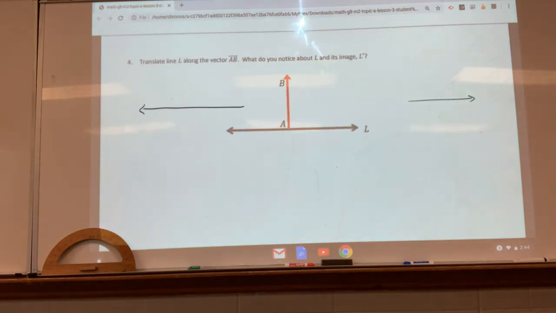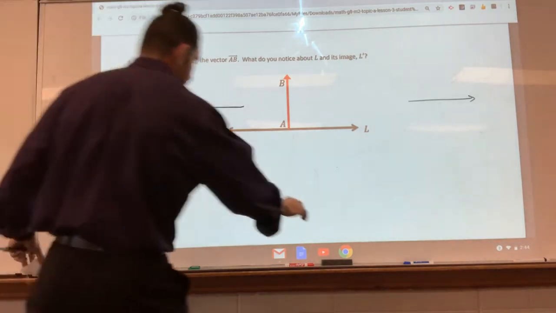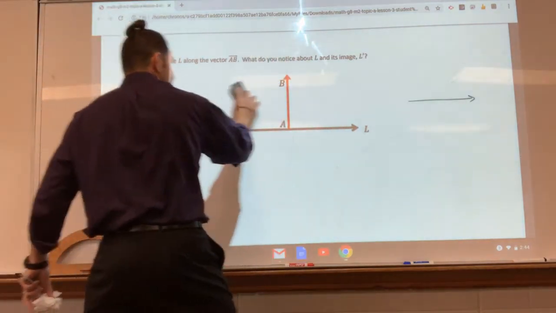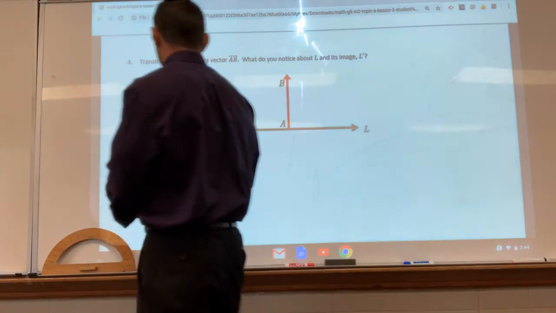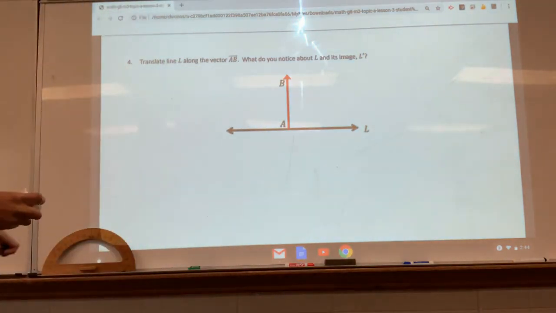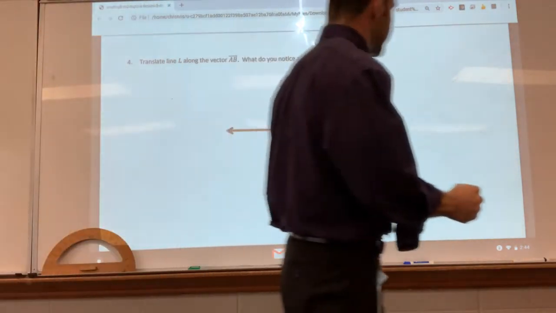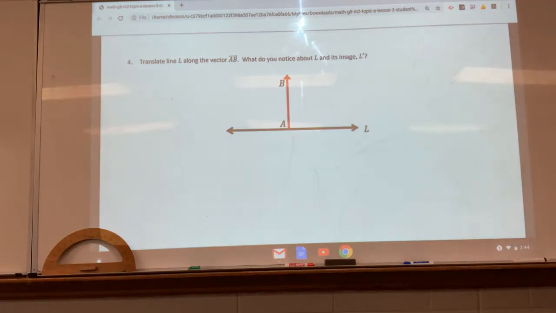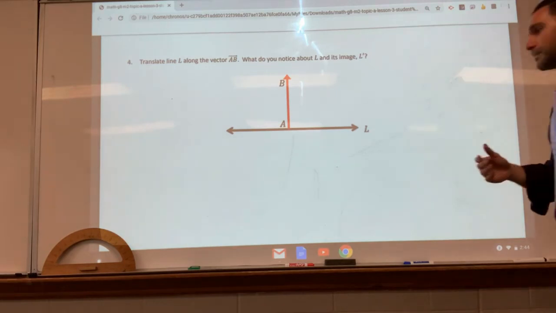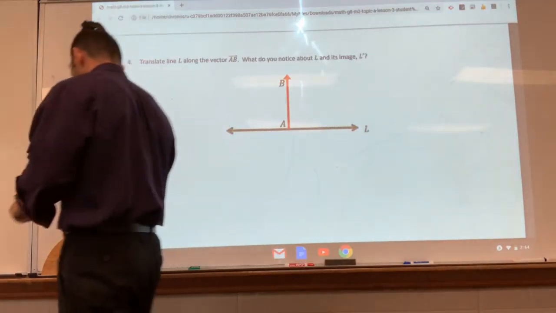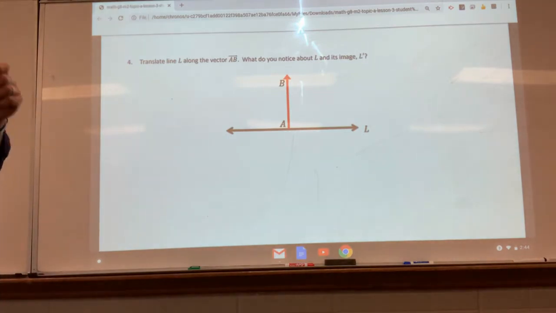Aha! So, without using the tracing paper, let's talk about it. Translate line L along the vector AB. What do you notice about L and L prime? So, are we translating it directly left and right? Well, the answer is no. So what do we know about this line immediately?